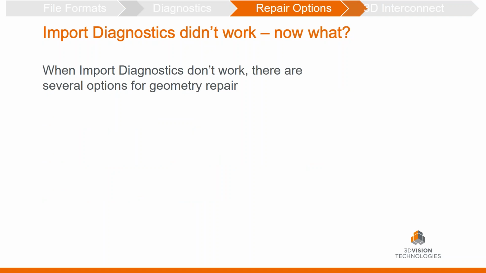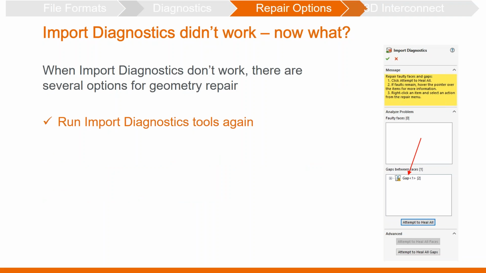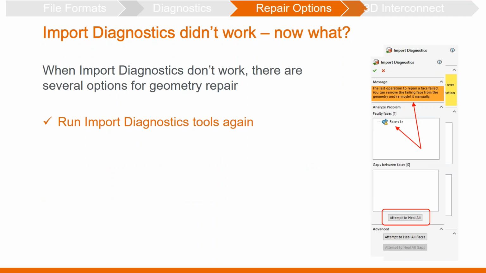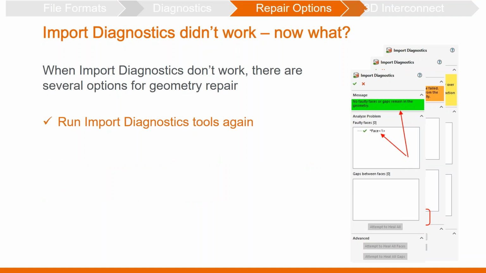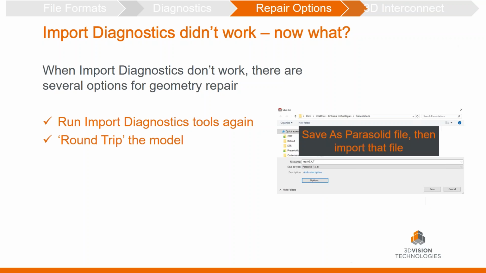Import Diagnostics doesn't always work. As I mentioned, there's no magic button, but when it doesn't work, there are several options. One is just to simply run Import Diagnostics again. So we run it, we find a gap, and the results say, hey, there's still a face, there's a problem. We're just going to click Attempt to Heal All one more time, find out that on the second pass, it was able to fix that face, and away we go. That was easy.